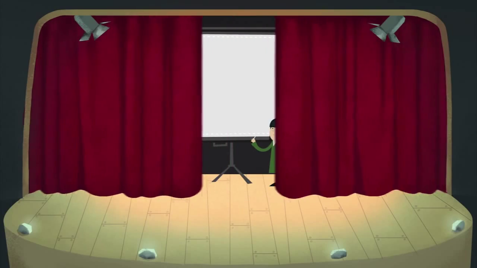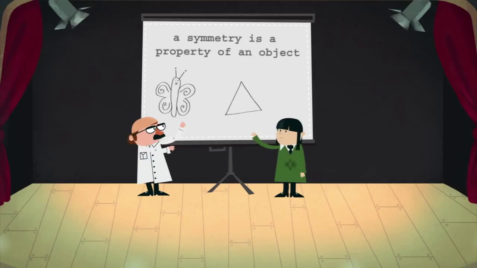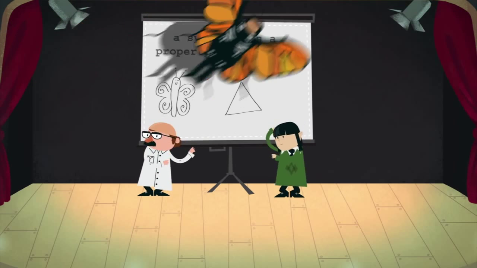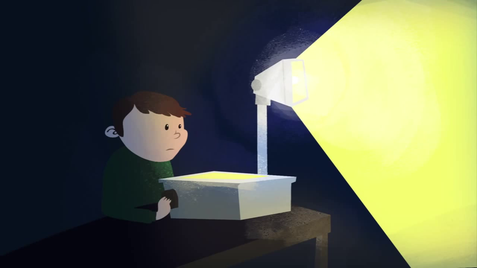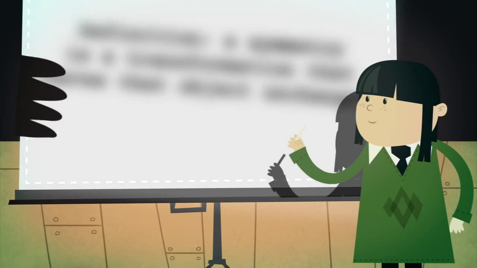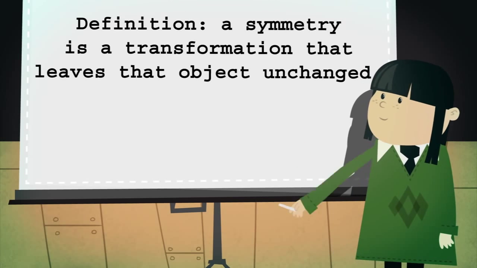In math and science, symmetry has a different and very specific meaning. In this technical sense, a symmetry is the property of an object. Pretty much any type of object can have symmetry, from tangible things like butterflies to abstract entities like geometric shapes. So, what does it mean for an object to be symmetric? Here's the definition. A symmetry is a transformation that leaves that object unchanged.